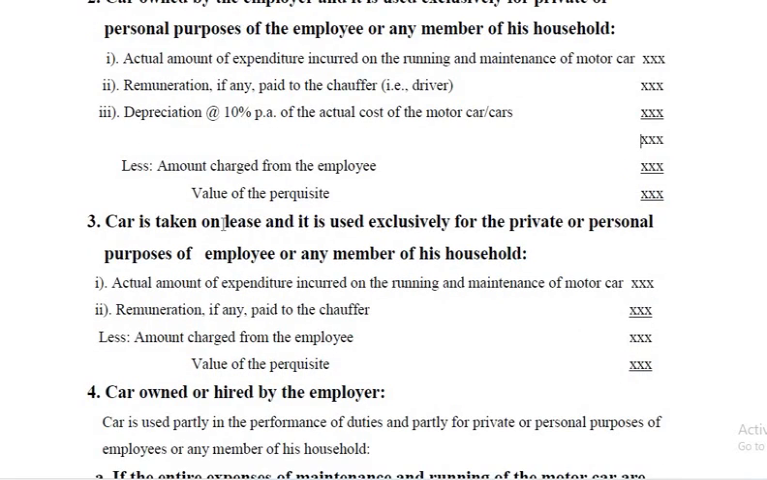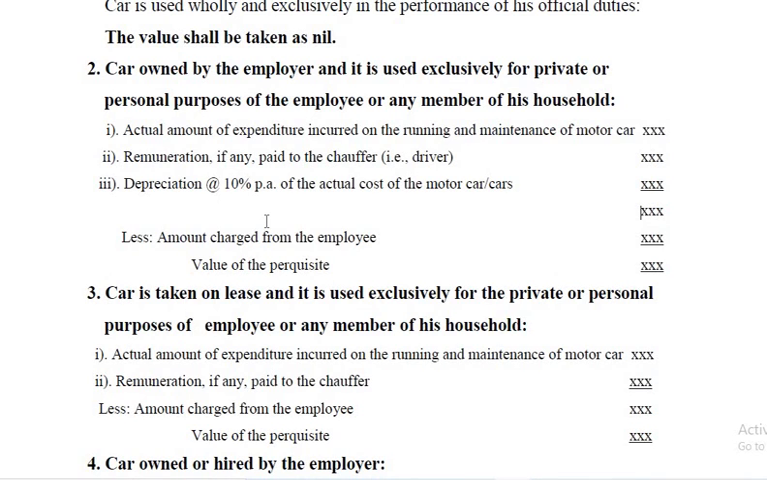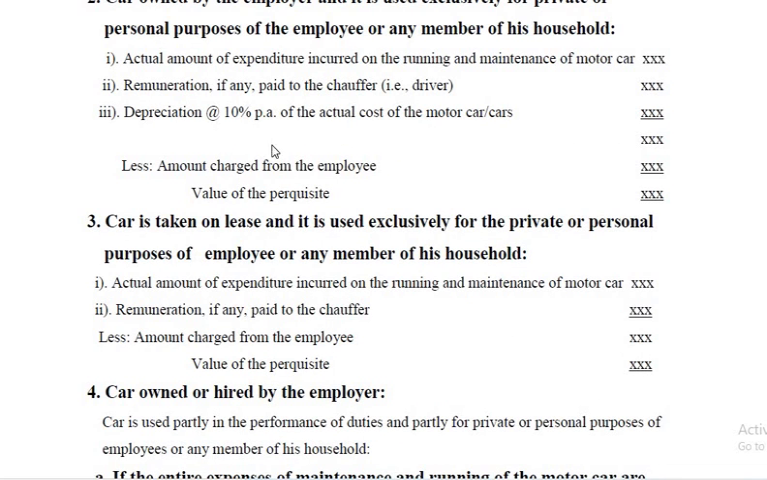Third situation, the car is taken on lease. In the previous case, it is owned by the employer. But here it is taken on lease by the employer, but used for the same purpose, that is exclusively for the private or personal purpose of either the employee himself or any member of his household. Here it is just similar to the previous case, but for depreciation. Because if it is not owned by you, there is no question of charging depreciation. So the actual amount incurred on the running and maintenance of the motor car, and remuneration if any paid to the chauffeur, which means driver, should be taken.